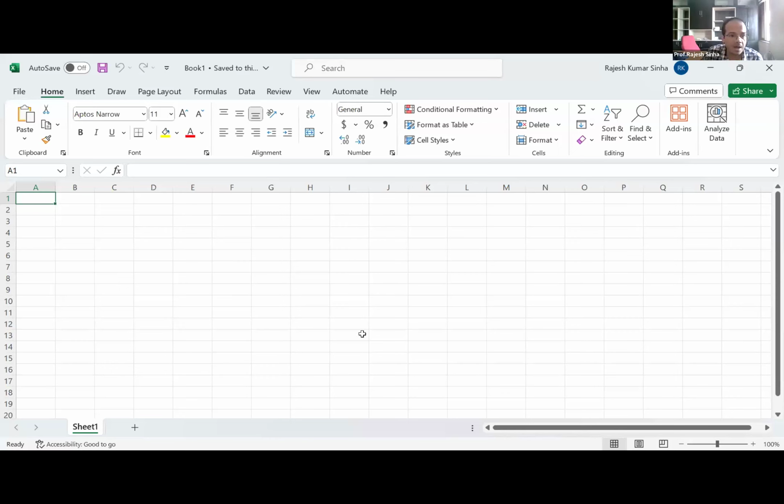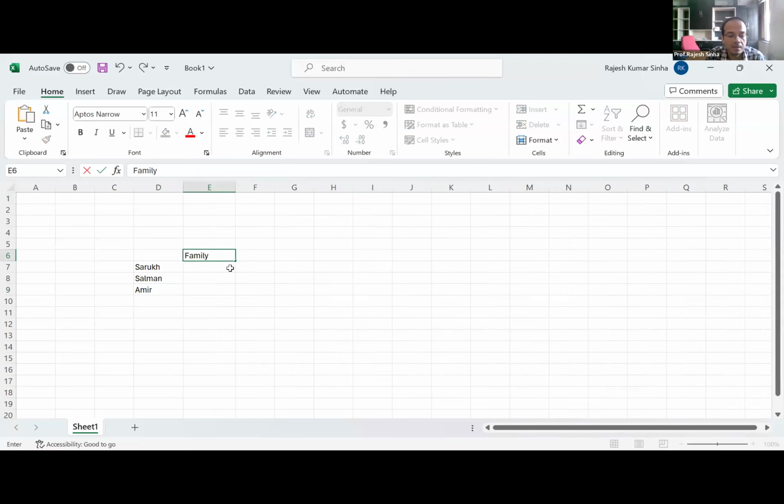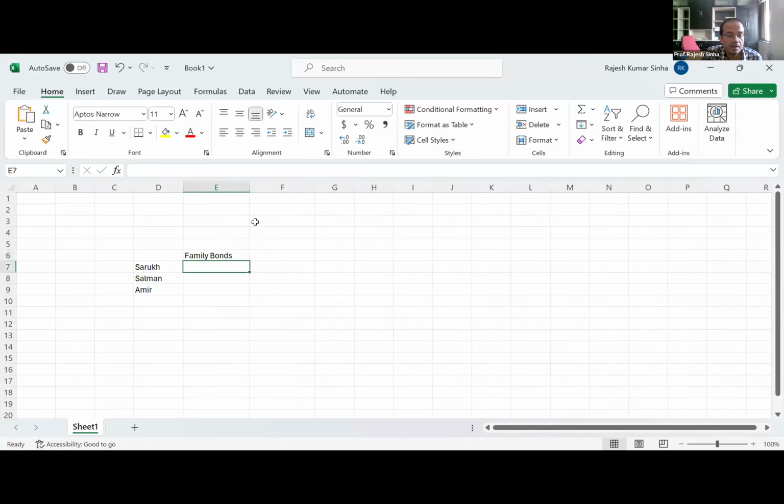All right, in the Excel sheet, I have three people: Shahrukh Khan, Salman Khan, and Amir Khan. I have taken two dimensions. One dimension is family value, or family bond. And another I have taken, suppose I am talking about share marketing, financial products, because Samir has told us about those things. So family bond is one attribute, and another attribute will be important for that very thing.